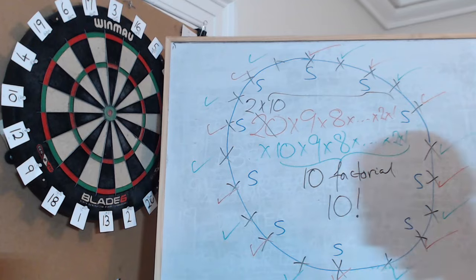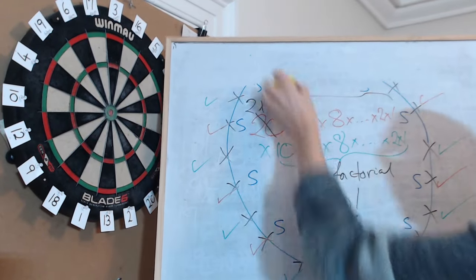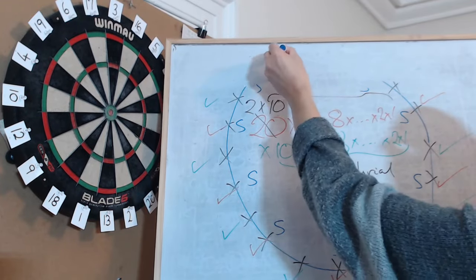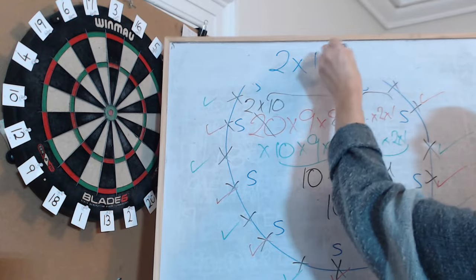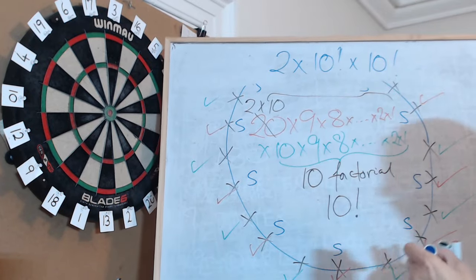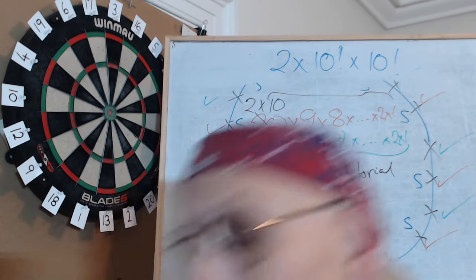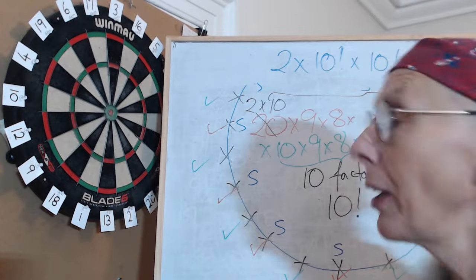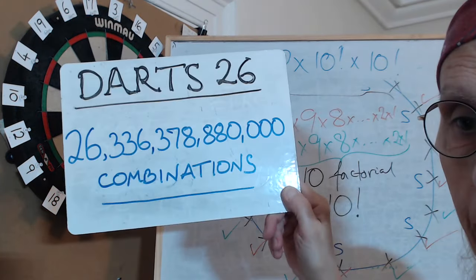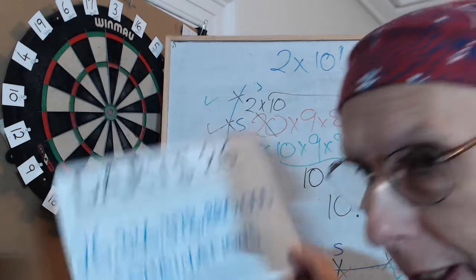So the final answer then is, if I just erase the top of the board, for the number of combinations, the final answer is 2 lots of 10 factorial times 10 factorial. Okay? And if you go to your calculator and put the number 10 in and hit the exclamation mark, it will give you 10 factorial, and then if you square that and multiply it by 2, you get this number. Okay, so that's where Darts26's number comes from, 26 odd trillion.